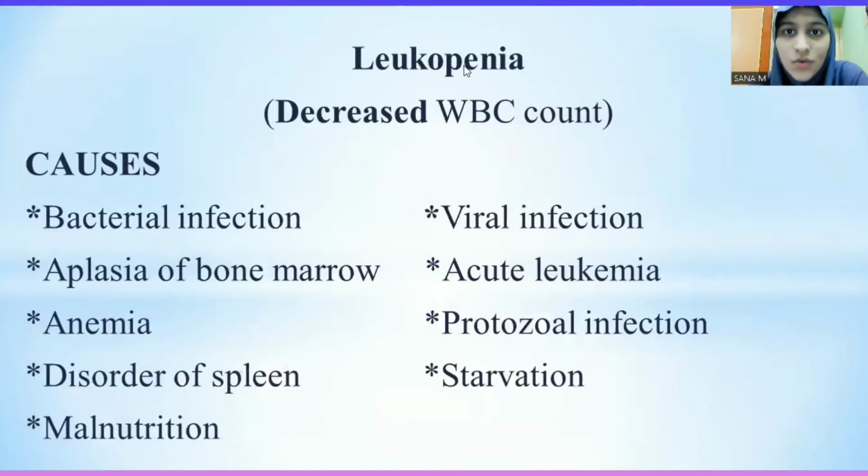Now coming to leukopenia. Penia means decreased. Leuko means white blood cell count. So a decreased white blood cell count is leukopenia. Causes are bacterial infection, aplasia of bone marrow, anemia, disorder of spleen, malnutrition, viral infection, acute leukemia, protozoal infection, and starvation.